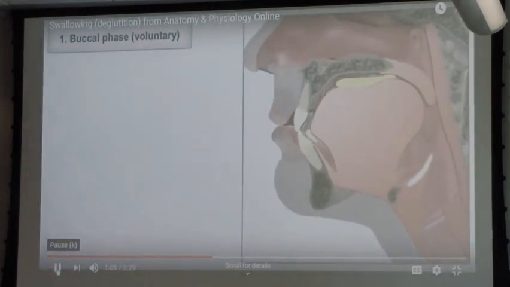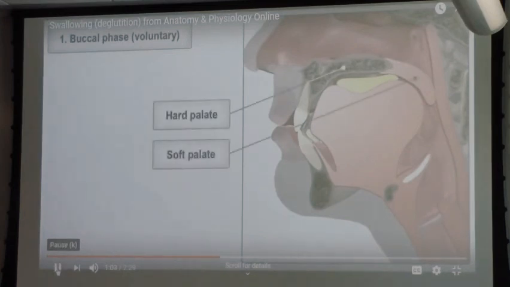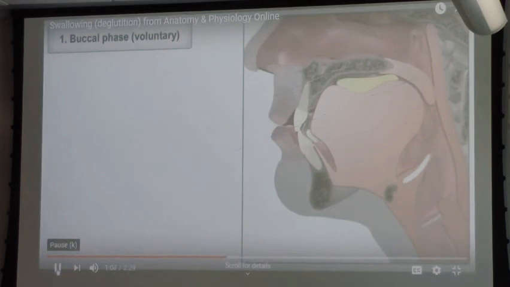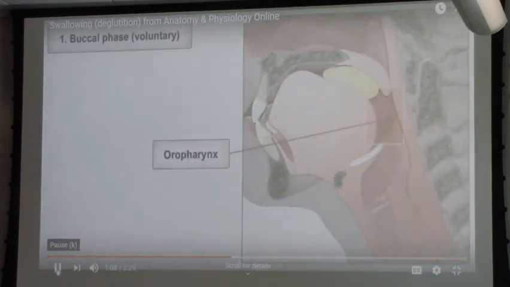The tongue moves upwards and backwards. This is part of the learning process. This is what those babies are trying to figure out. How do I move my mouth and my tongue to get that stuff into the back of my mouth?